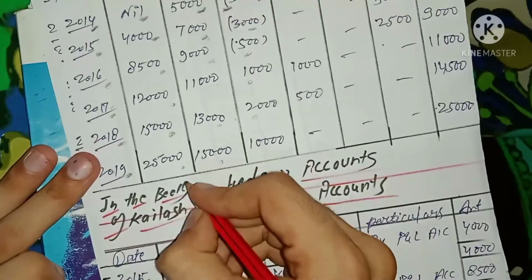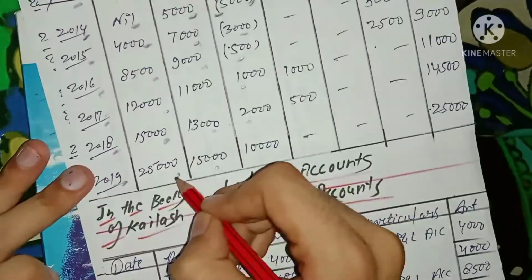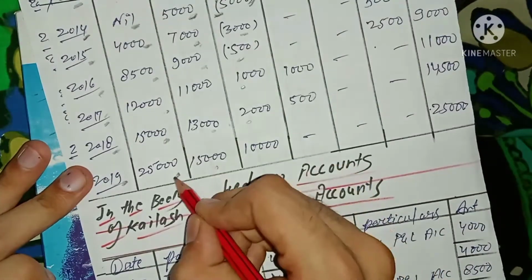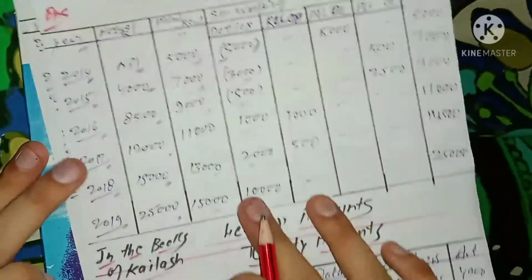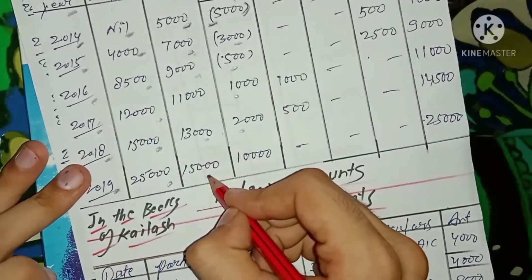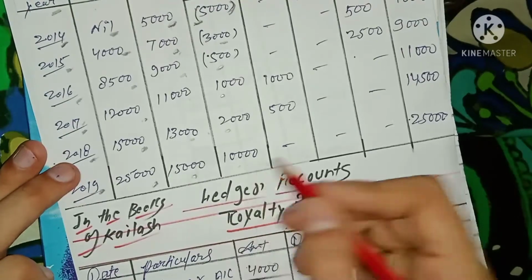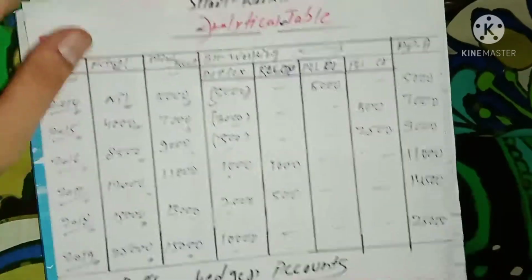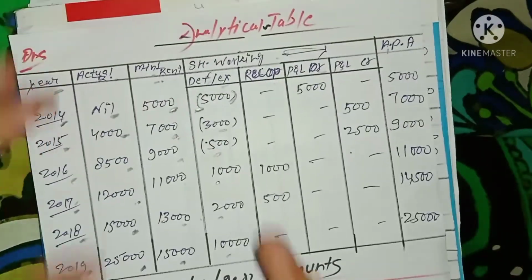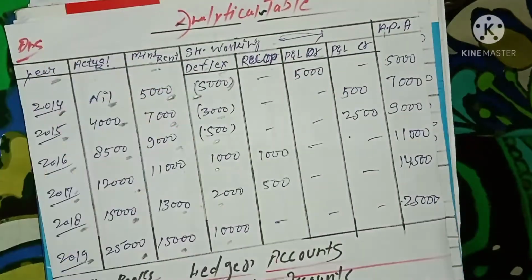In the year 2019, as you can see, the 25,000 amount as actual royalty is greater than the minimum rent amount, which is only 15,000. It means the difference of 10,000 rupees will be known as excess working amount. So simply you just figure out the excess working or deficiency amount here.